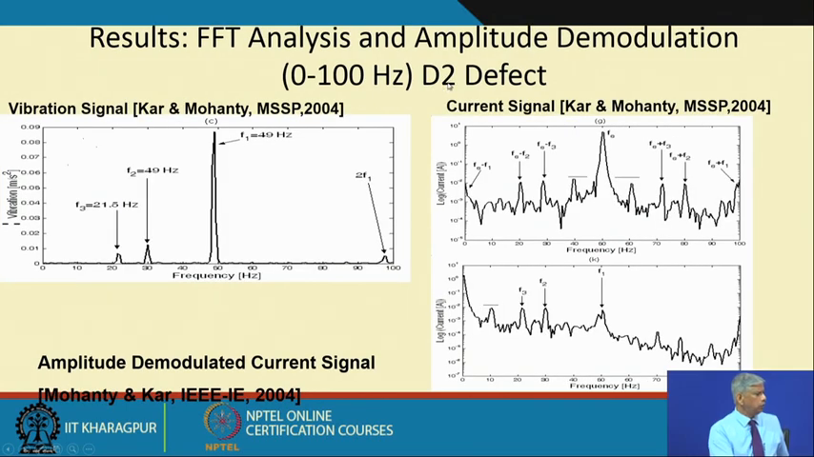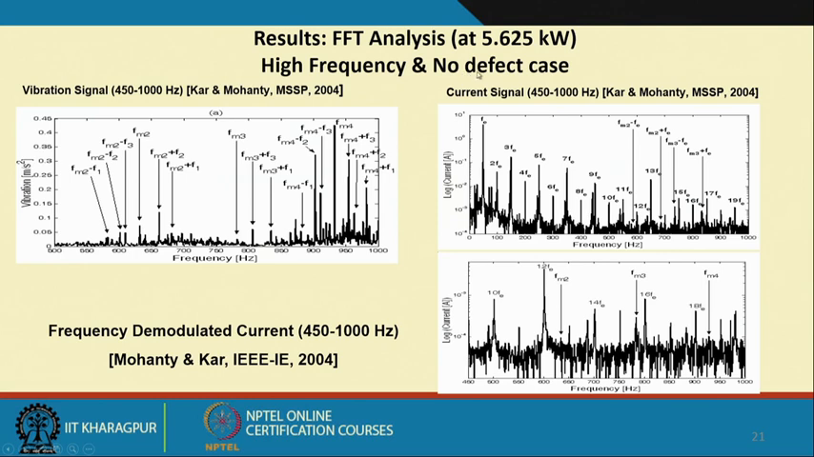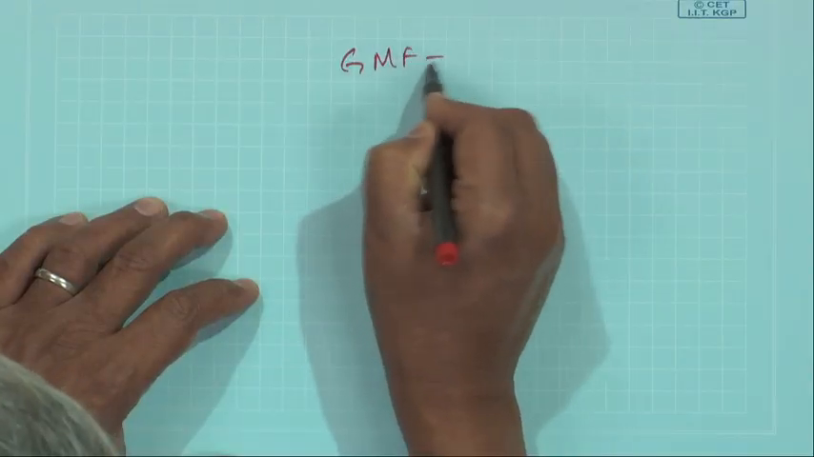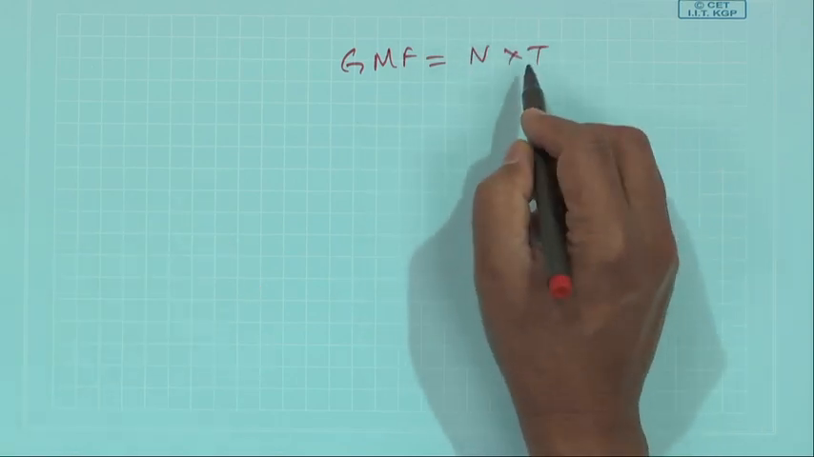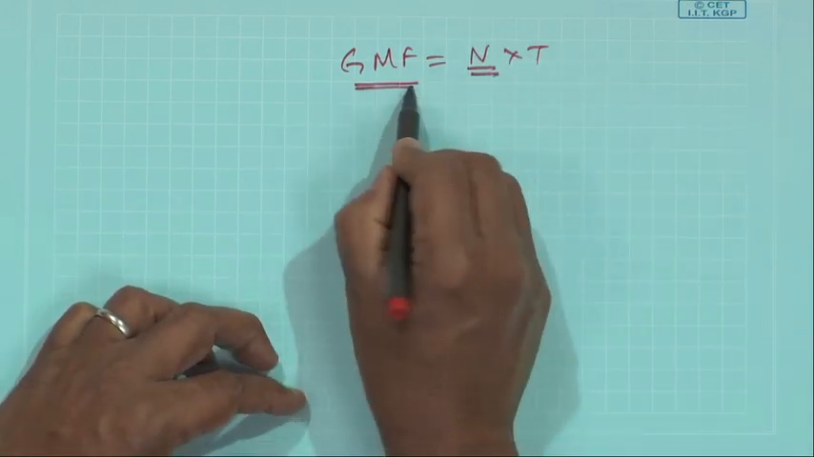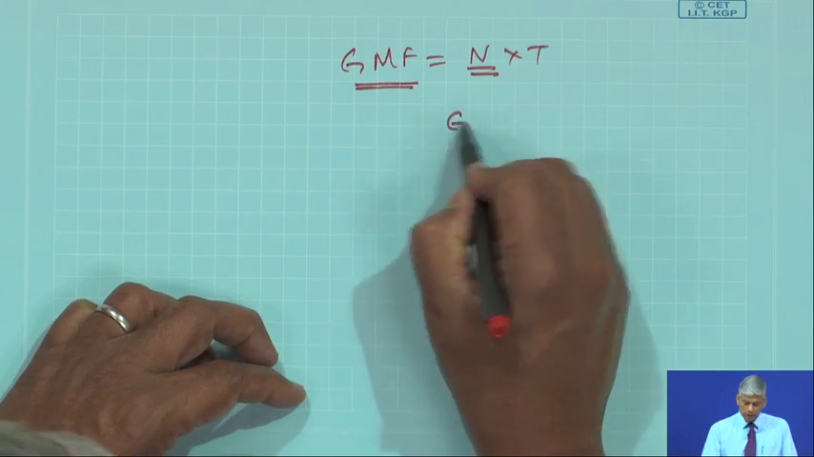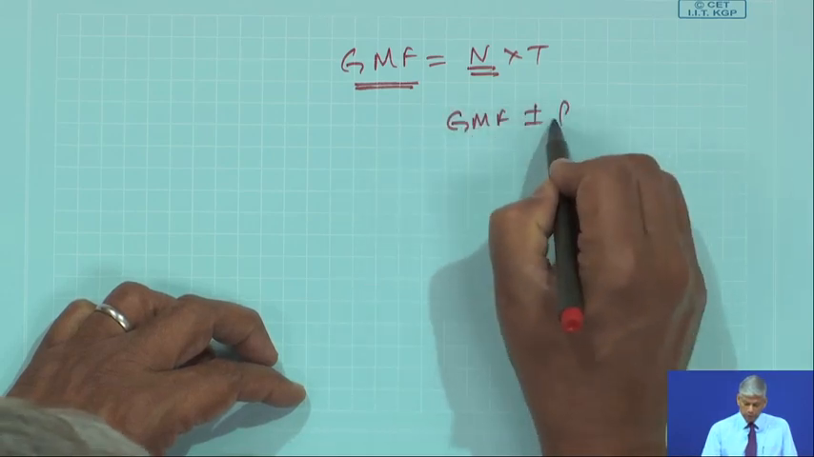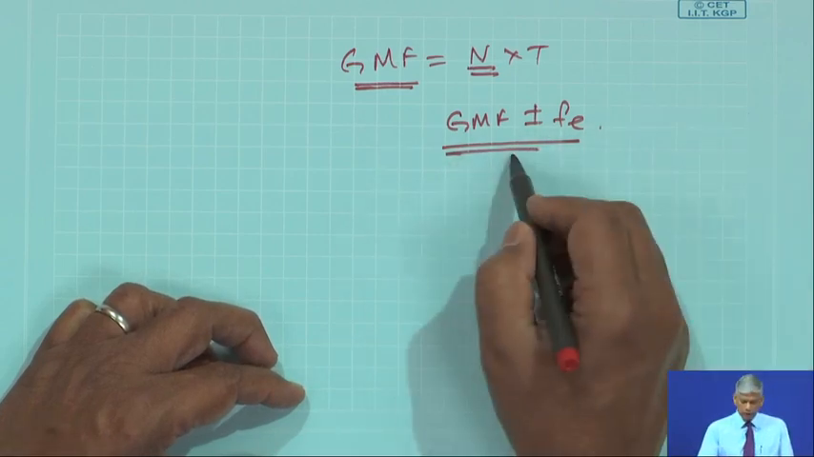We did this with the D2 defect, and then of course, we did this with many high frequencies, wherein for the frequency modulated signal, if there is any speed fluctuation, we could see the gear meshing around certain orders of the gear meshing frequencies, because the GMF is very high. So, GMF is RPM times number of teeth. If the speed changes, the GMF would change, and then the GMF plus minus Fe was also visible, and these are usually high frequencies.